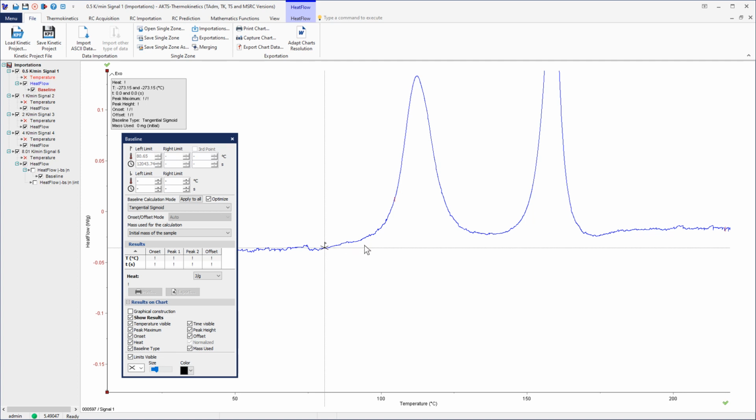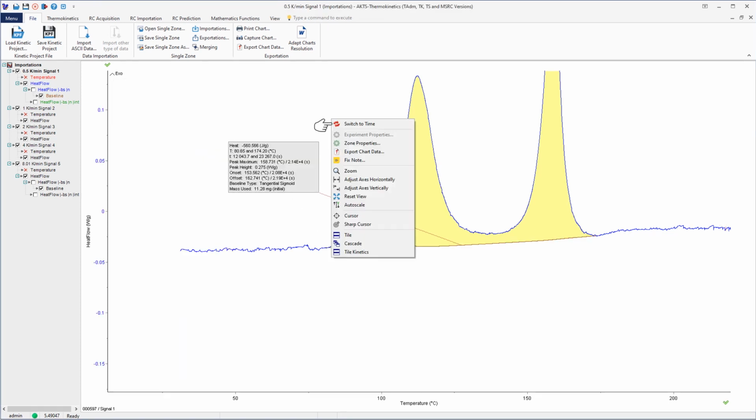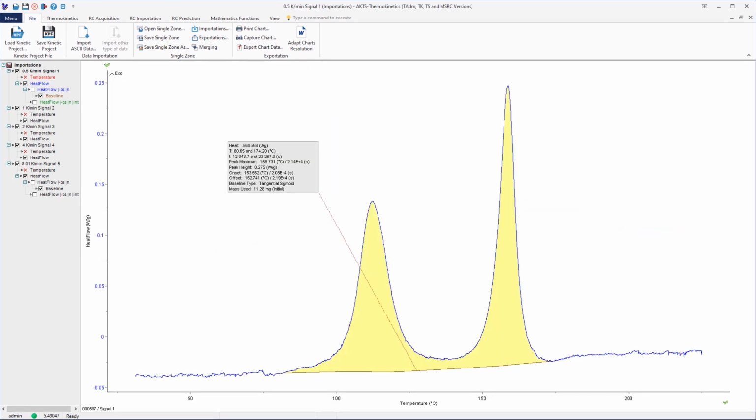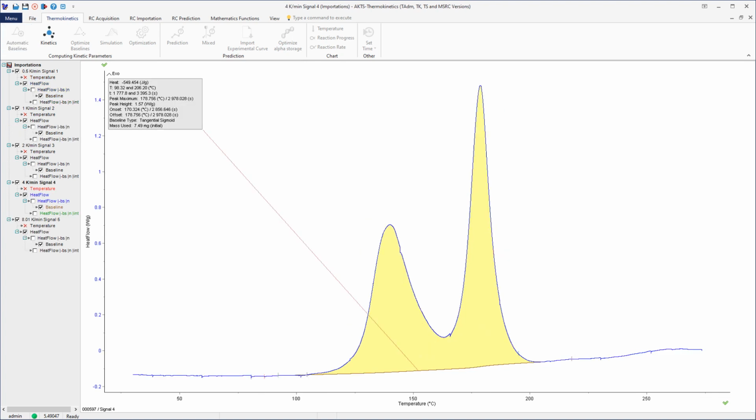Therefore, the left and right temperature limits for the remaining signals, 1, 2 and 4 Kelvin per minute, should be placed between those chosen for the lowest and highest heating rates, 0.5 Kelvin per minute and 8 Kelvin per minute, respectively. For the remaining signals, it means the signals measured at 1, 2 and 4 Kelvin per minute, the option, automatic baselines, is applied to construct the missing baselines automatically.